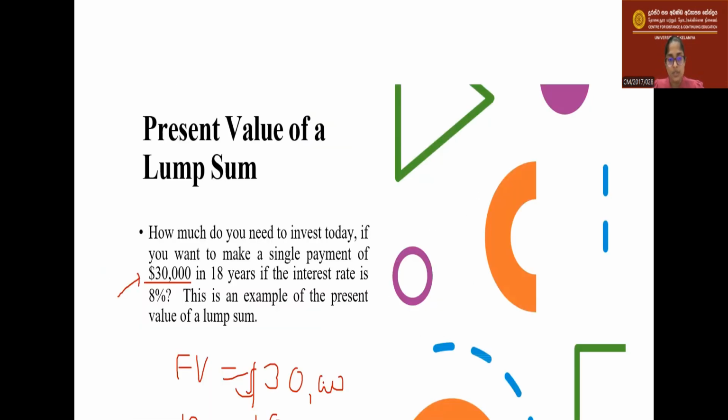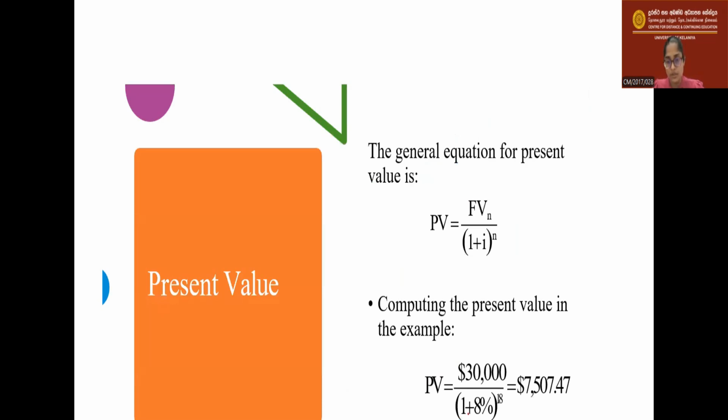So here, write 30,000, and then 1, it's fixed, plus i, which is 0.08, to the power of 18. Then take the calculator, press 1 plus 0.08, and press equals. You get 1.08, then press the power symbol and press 18. Keep that answer, press 30,000, press division, and then press the answer option in the calculator. Then you get 7,507.47 as the present value, right?